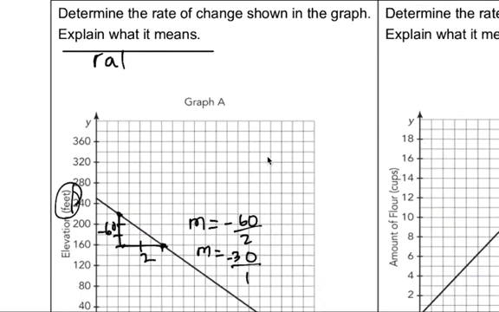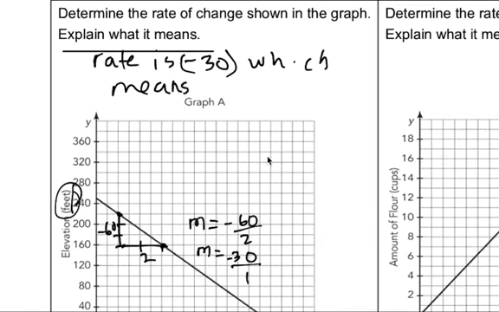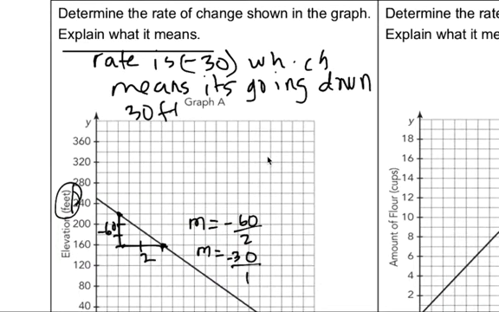Rate is negative 30, which means the person, it's going down. We're not sure if it's a person or not. It's going down 30 feet every second or per second.